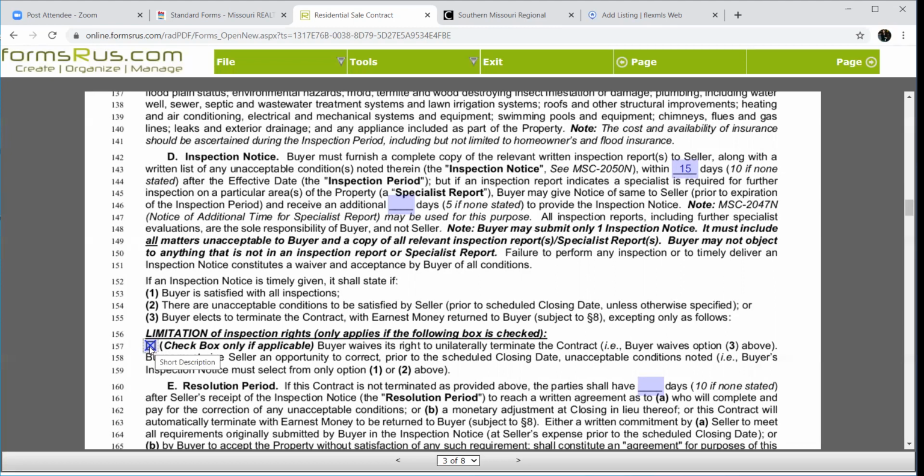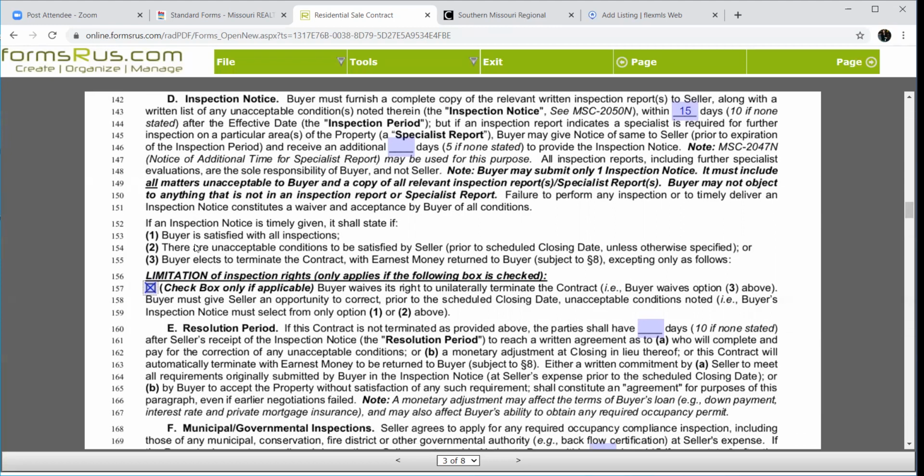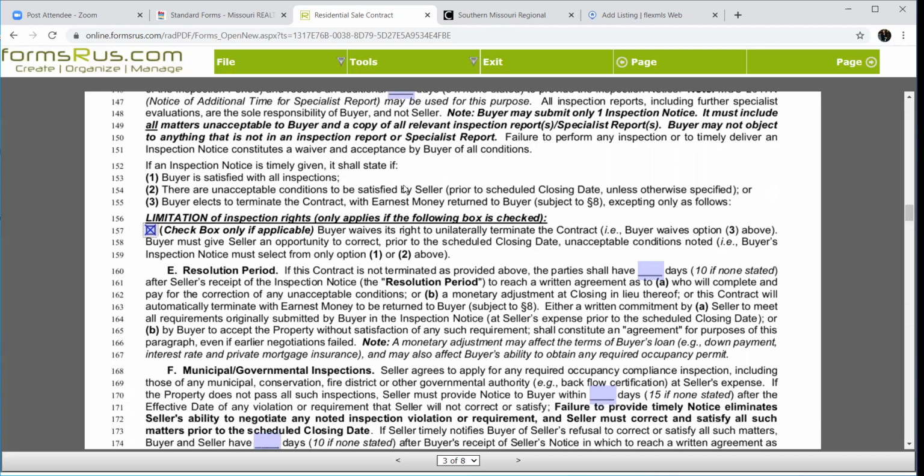So same example, I got 2 side-by-side $100,000 offers. One has it checked, one doesn't. I'm leaning towards the one that's checked because at least my seller has an opportunity to fix things and keep this buyer hooked in so the property will actually close. So let's assume this box is checked. I have gotten my report. I've gone through it with my client. Perhaps I've gotten a specialist report, and we have prepared our inspection notice and sent it to the seller.